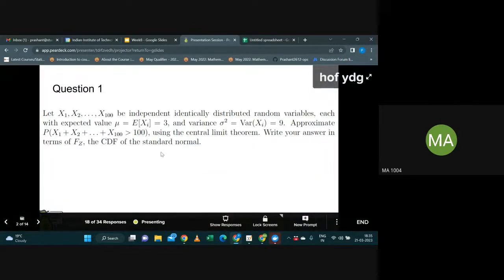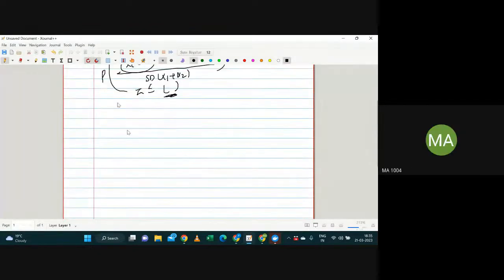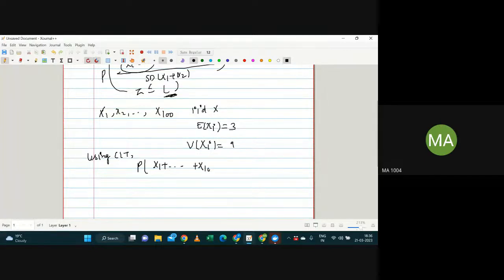Okay, so let's see what is given. X1, X2, up to Xn are IID, right? Yes, sir. So x1, x2, up to x100 are IID with expected value of xi equal to 3, and variance of xi equal to 9. Using the central limit theorem, we have to approximate the probability that x1 plus up to x100 is greater than 100.